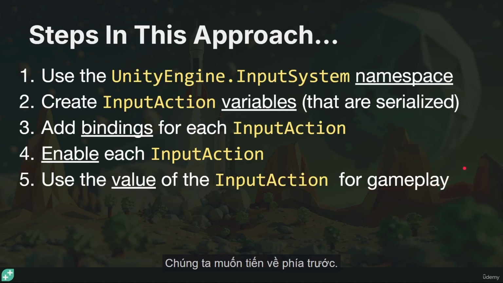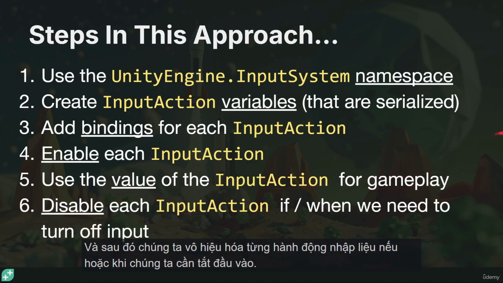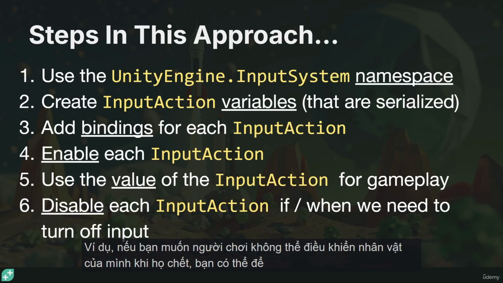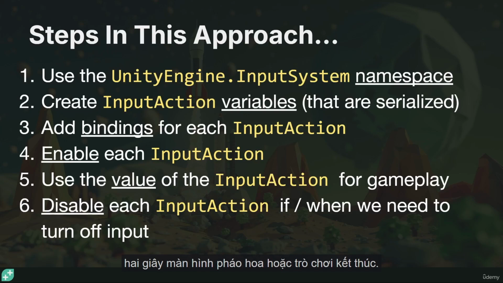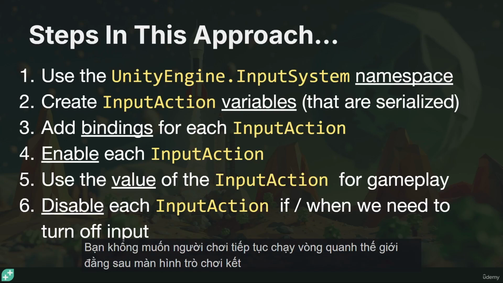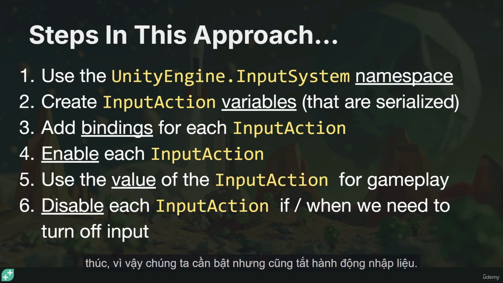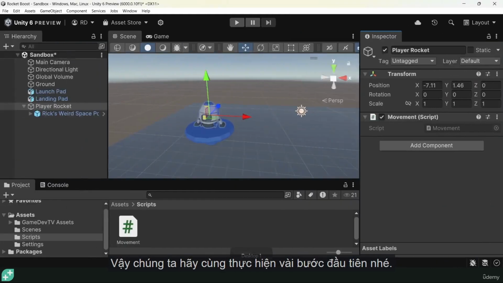We want to thrust forward, and then we disable each input action if or when we need to turn off the input. For example, if you want the player not to be able to control their character when they die, you might have 2 seconds of fireworks or a game over screen. You don't want the player to continue running around in the world behind that game over screen. So we need to enable but also disable our input action. So let's go do the first couple of steps of this now.